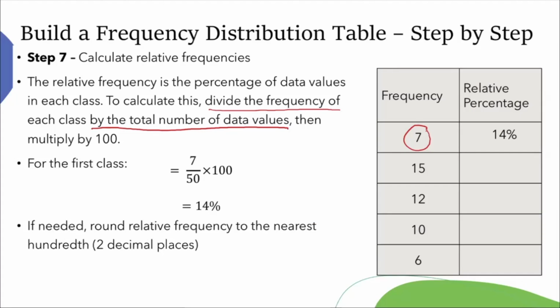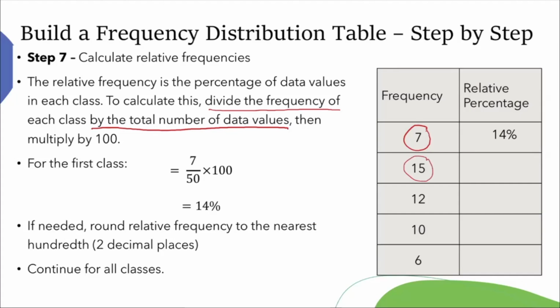If needed, we may get numbers that are non-terminating. And if that's the case, you're going to round your relative frequency to the nearest hundredth, which is 2 places after the decimal point. And continue this for all classes.